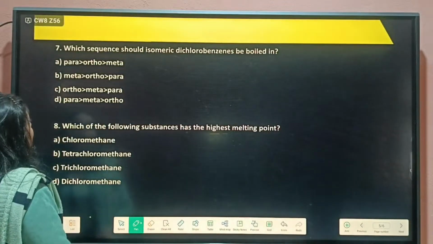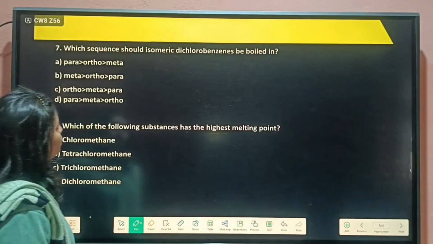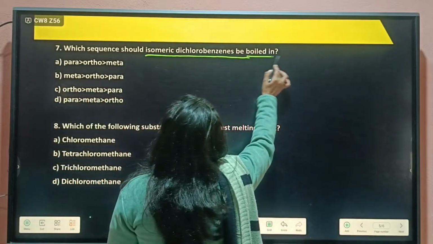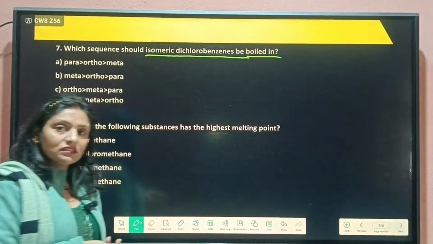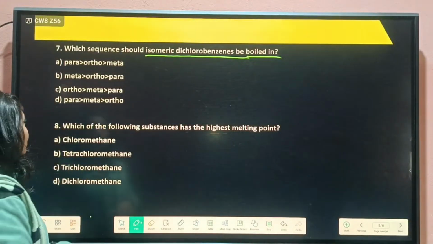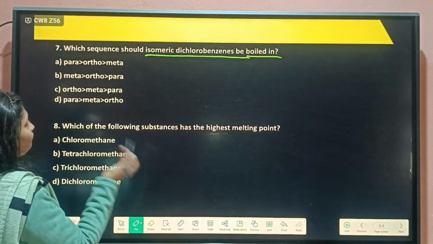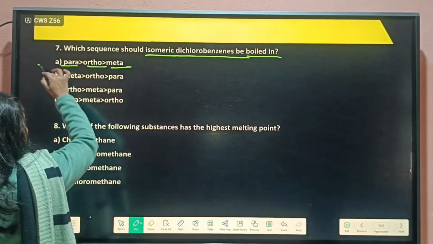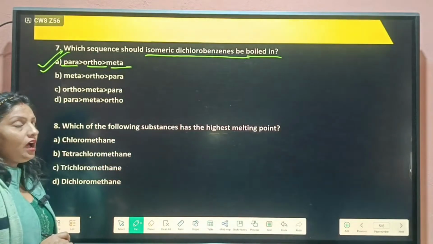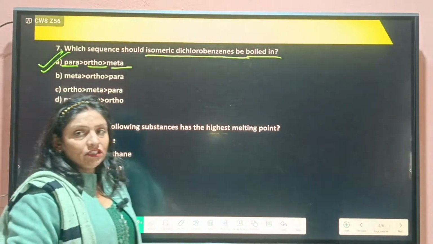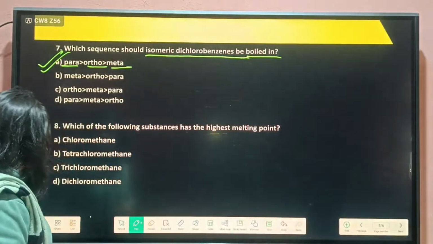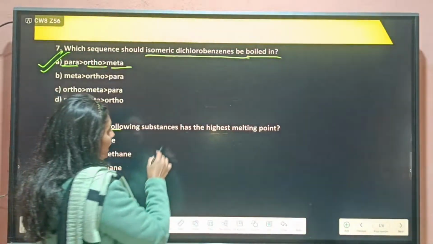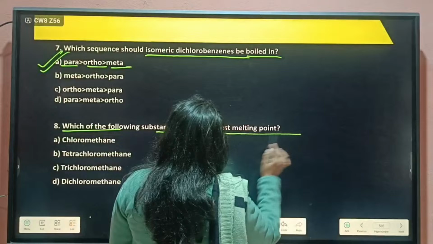Then students, in which sequence should isomeric dichlorobenzenes be boiled? I already discussed this in the previous question. So what will be the order? Para, ortho, meta.